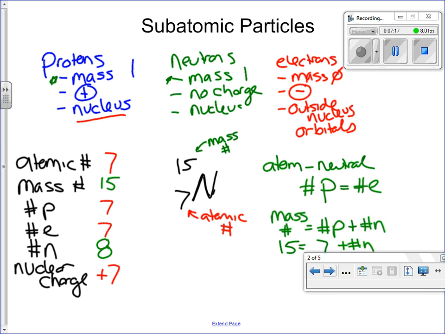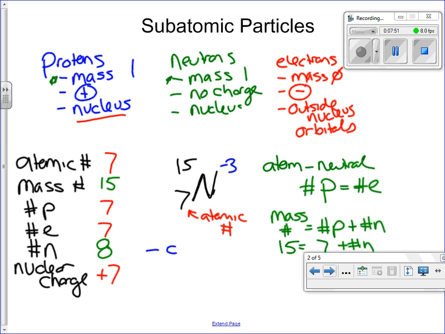Last thing you need to know about subatomic particles, forgive me, is how to change electrons if it is an ion. Okay? So I'm going to erase mass number, and I'm going to give this guy a charge of -3. What that means is that the nitrogen atom I'm talking about has an overall charge of -3. That does not mean that it lost 3 electrons. It does not mean that there are 7 electrons. It does not mean that there are 7 minus 3 electrons. It's the opposite way. It means it has 3 extra electrons.